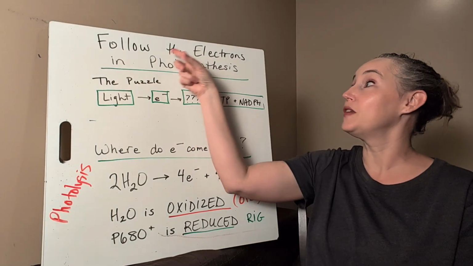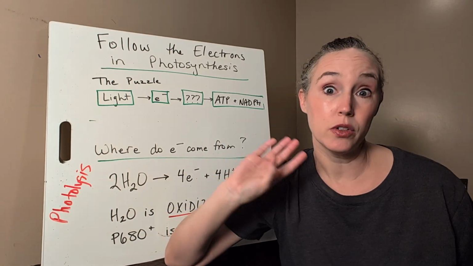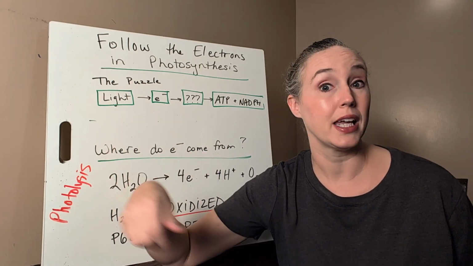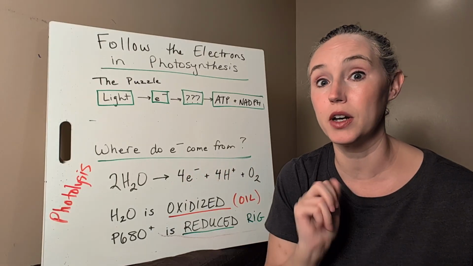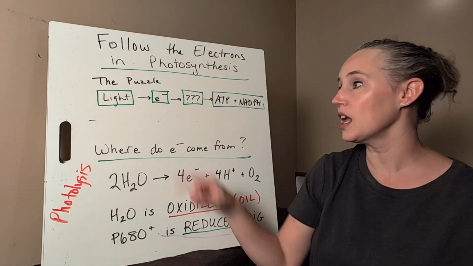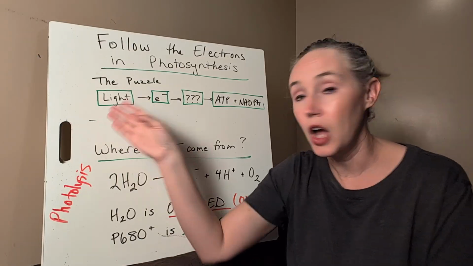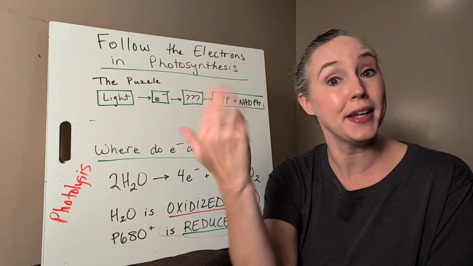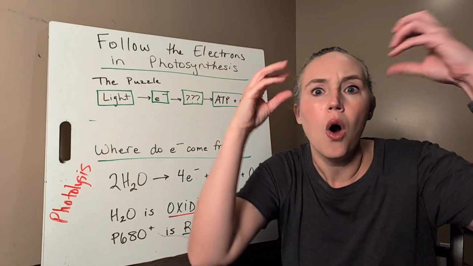So we're going to be following the electrons in photosynthesis. This video is paired with following the electrons in cellular respiration and my other chemistry fundamentals videos. The puzzle we're going to be solving today is how do we turn light, which is not matter, it is energy, into actual matter. What?